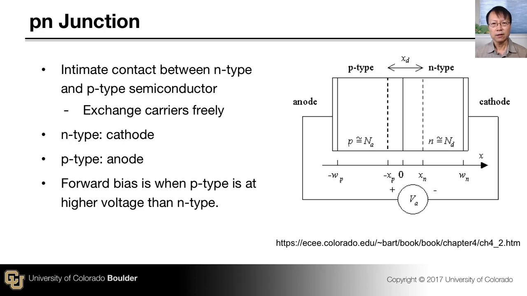And the naming convention is that the n-type material is called a cathode, emitter of electrons, and the p-type material is called the anode, collector of electrons. And the forward bias is defined when the p-type material is at a higher voltage than the n-type material. So as shown here in this figure, if you apply a positive voltage on the p-type and the negative voltage on the n-type, this we call a forward bias, or we use a positive sign for the applied voltage. In the opposite case, it will be a reverse bias.